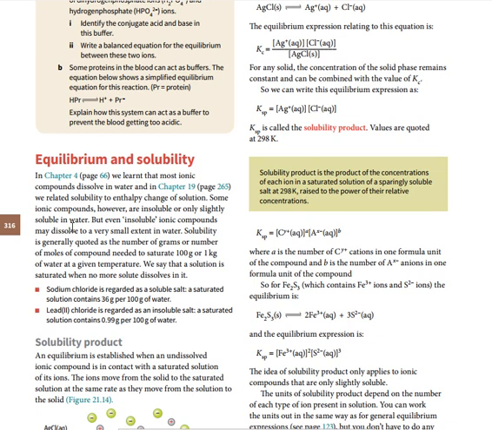Different compounds have different ionic crystals, with different bonding between their corresponding cations and anions. Sodium chloride is regarded as a soluble salt, but there are certain cases where sodium chloride can become insoluble. Let's take an example.